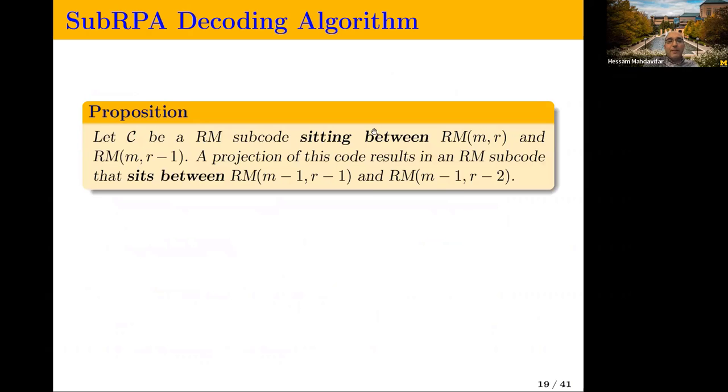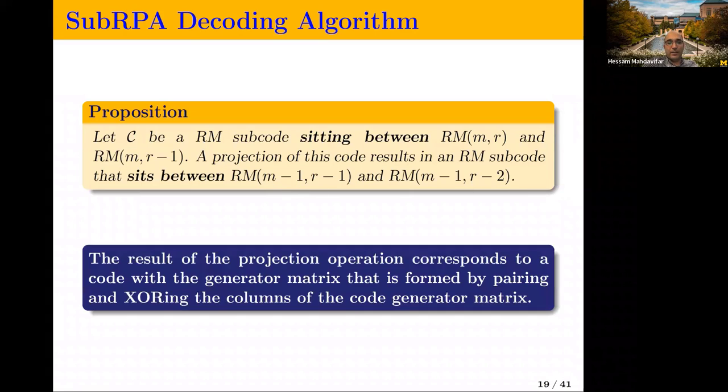So first we have this sub-RPA that we can apply to subcodes of Reed-Muller that sit between two consecutive order Reed-Muller codes. It's basically from the observation that if we do the projection of a subcode that sits between these two Reed-Muller codes, then the projection also sits between two consecutive Reed-Muller codes, but with parameter m minus one. Okay, that's the observation that helps us prove this.